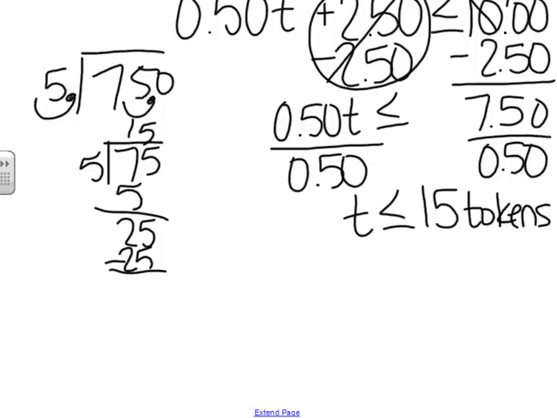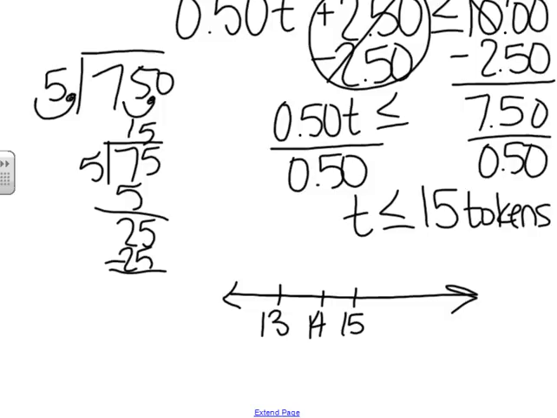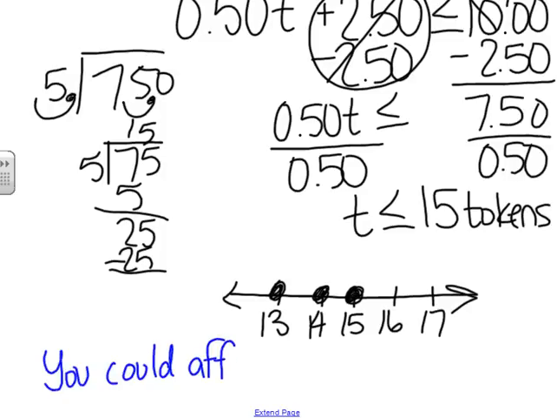Okay, this graph would be discrete because you could not buy part of a token. You either buy it or you don't. So we're going to use separate circles instead of the ray. So we could buy 15 or 14 or 13, 12, 11, 10, 9, 8, 7, 6, 5, 4, 3, 2, 1, or even 0. Those are all of our possible solutions. So to interpret it, we could say you could afford up to 15 tokens.